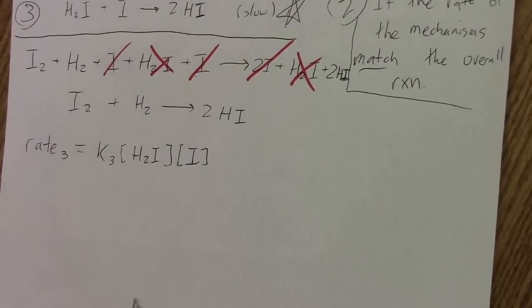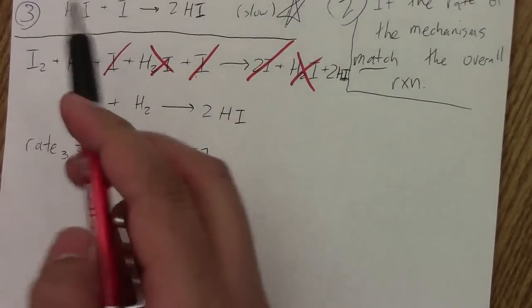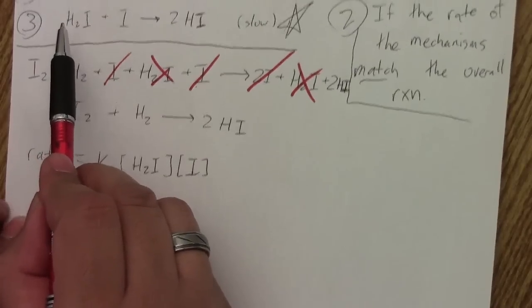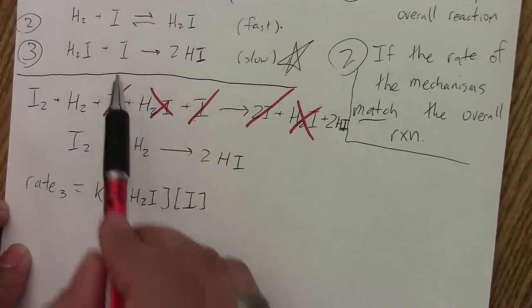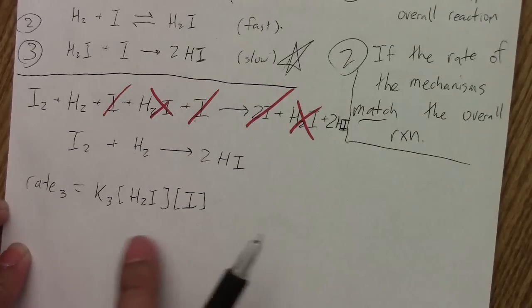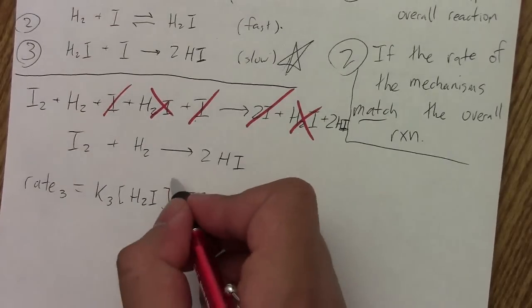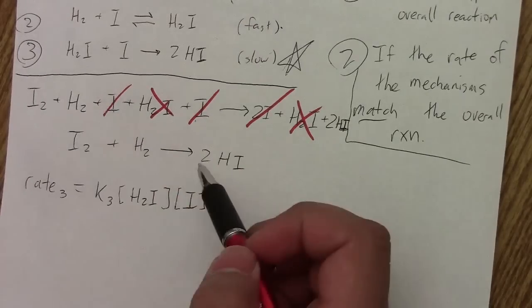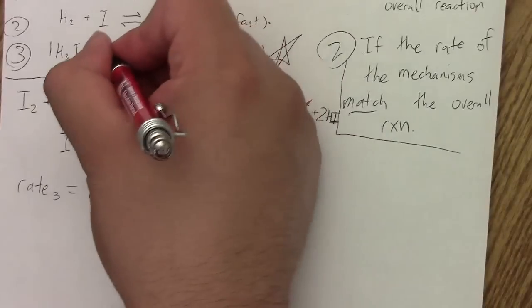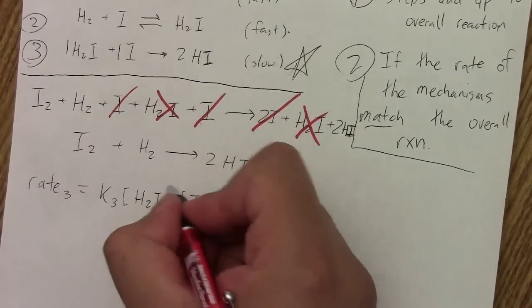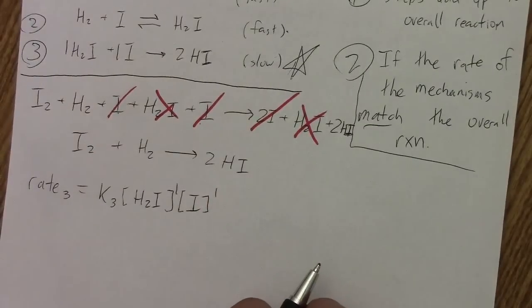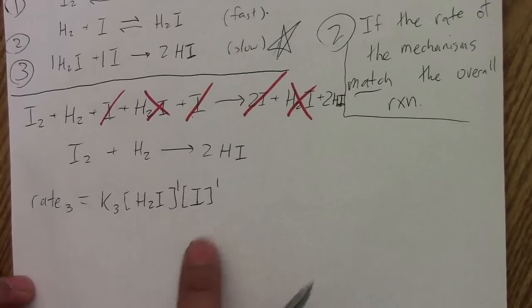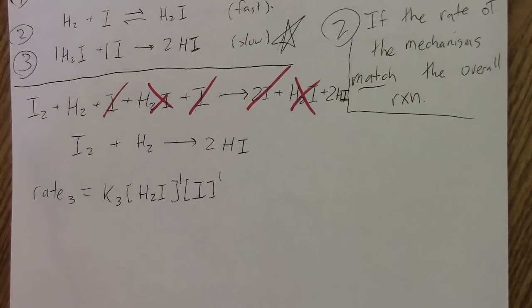All right, fantastic. There's a coefficient of 1 in front of H2I over here, and there's also a coefficient of 1 in front of I, and so I'm making the order of each of these 1 because the coefficient here is 1. So actually, why don't I write it out just to be clear. There's 1s in front here, and because these are steps and not the overall reaction, I can actually drag those 1s down here. That's awesome.